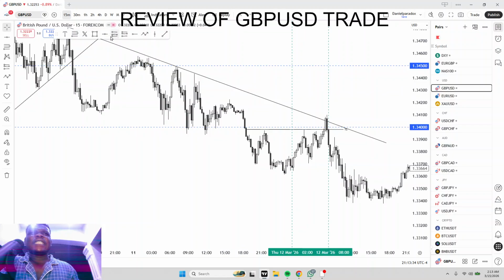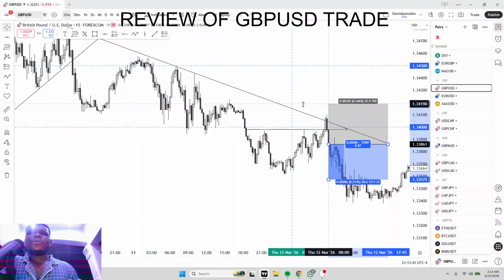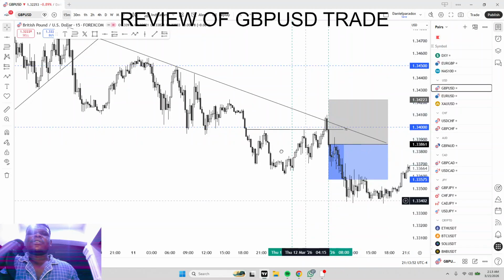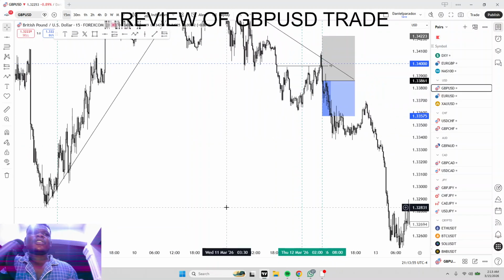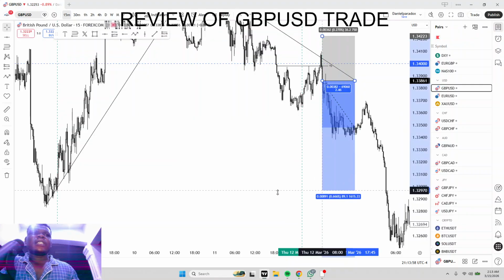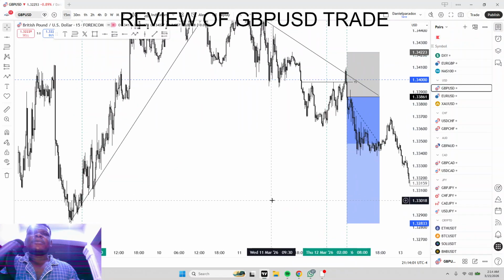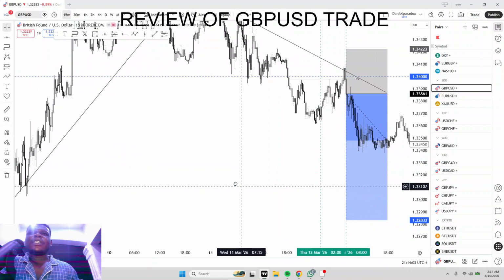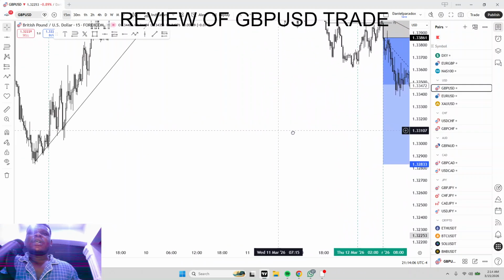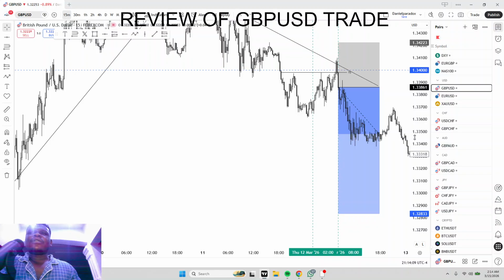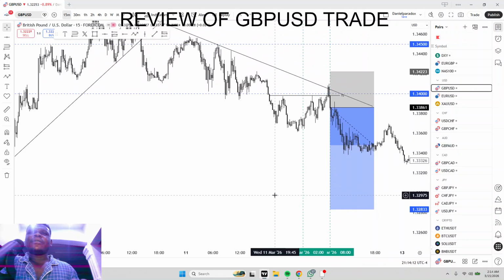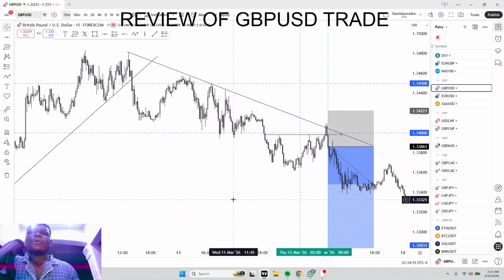So I actually had a late entry, so I entered around this place here. So I put my stop loss, I think above here, this place here. And that was it. So I think I was targeting the previous low here. Yes, I remember, this was where I was targeting. Then for the other one, I think I was targeting, well, that does not matter though, but you get the point now. So that was how I entered the trade.